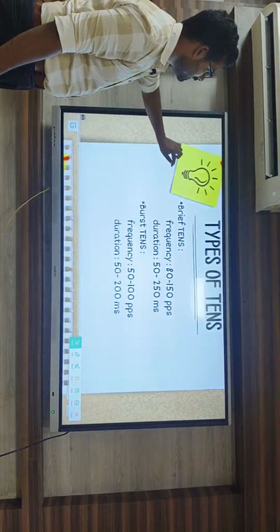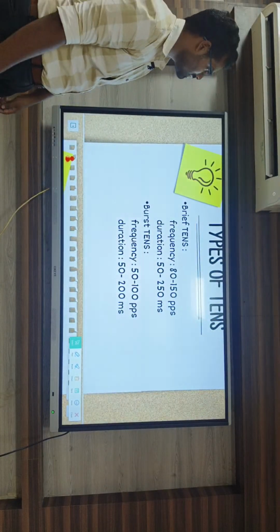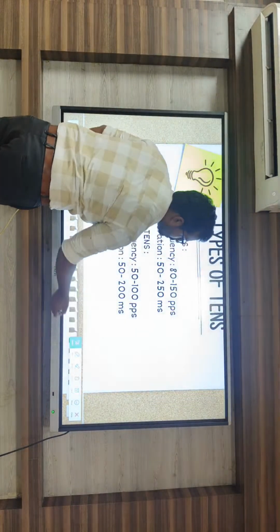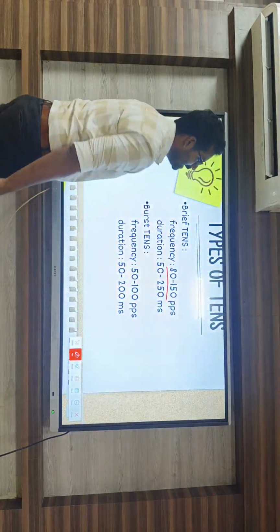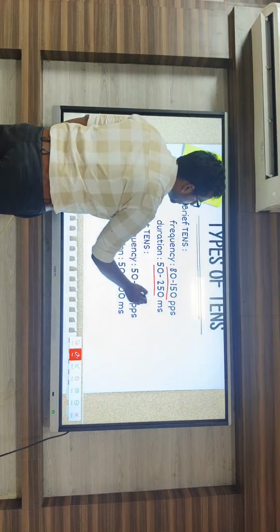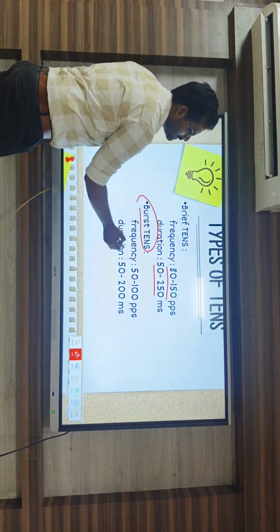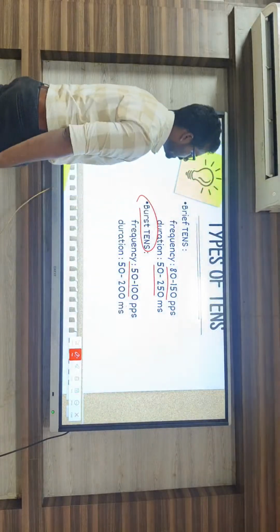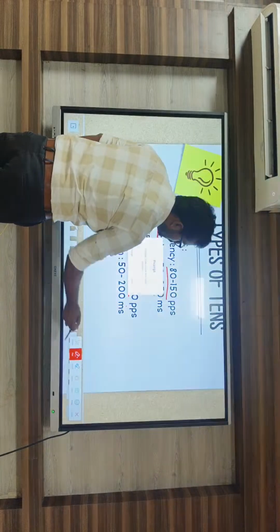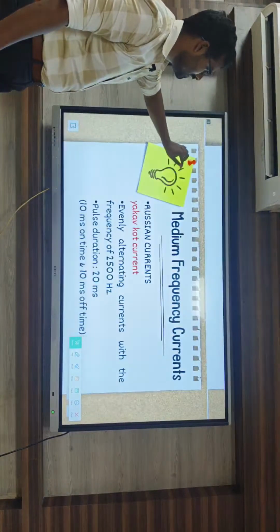The third type is the brief intense TENS, and the next one is burst modulation TENS. Brief intense TENS frequency is 80 to 150 pulse per second and the durations are 50 to 250 milliseconds. And for the burst modulation, the frequency levels are 50 to 100 pulse per second and the durations are 50 to 200 milliseconds. So this is about the TENS.